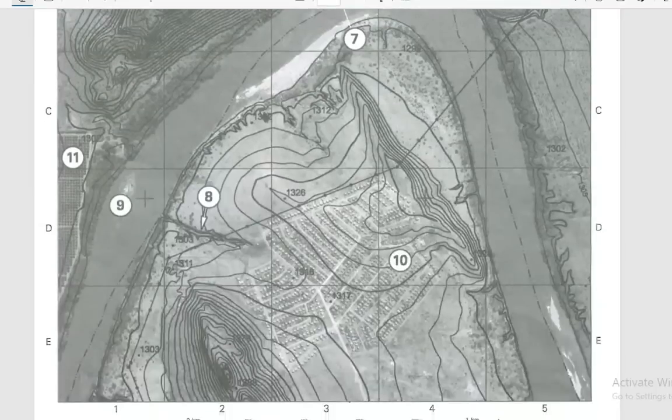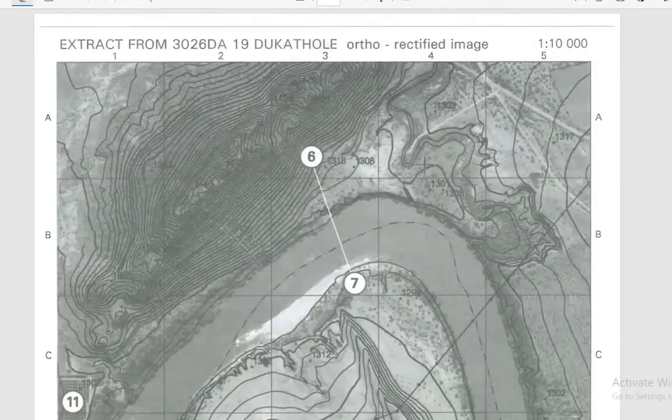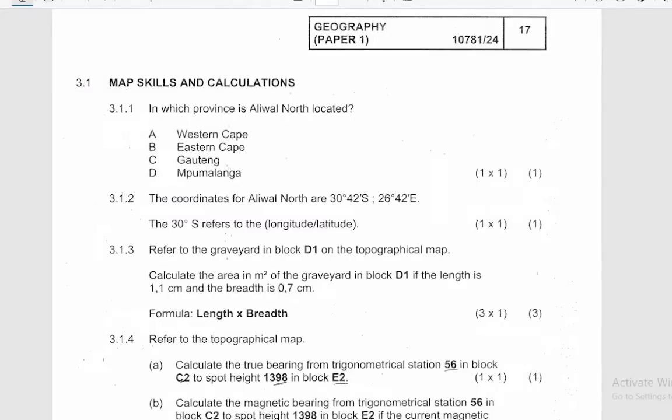Ducatole. Right, and as usual, you should remember that our maps are drawn according to two different scales. We have the scale for the topographic map, which is 1:50,000, and the scale for the orthophoto, which is 1:10,000. Right, we go to the first question on map skills.